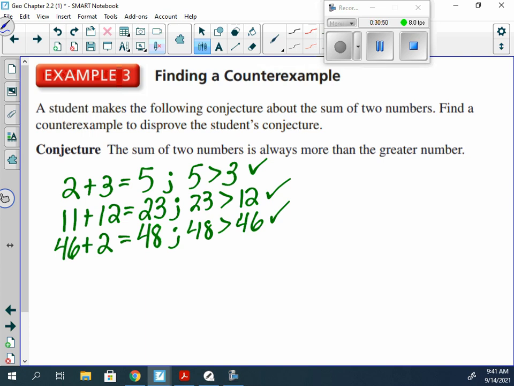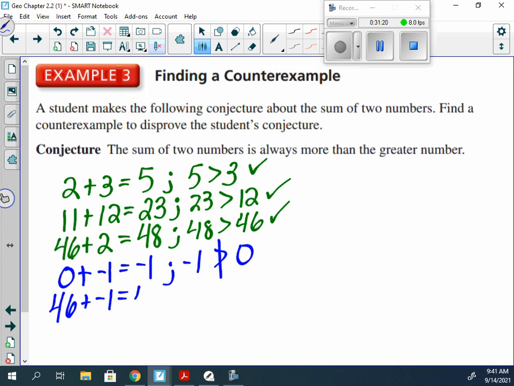Oh, we don't have to use 0 and 0. Give me a different number. What's 0 plus negative 1? Is negative 1 greater than, so which one's going to be bigger? Is negative 1 greater than 0? There's our counterexample. Really, we didn't even need 0. I could have said 46 plus negative 1. This would be 45. Is 45 greater than 46?